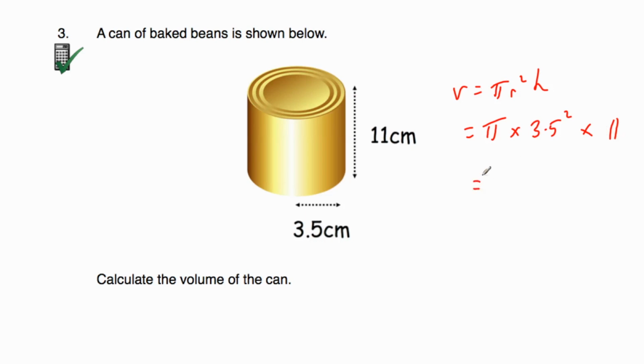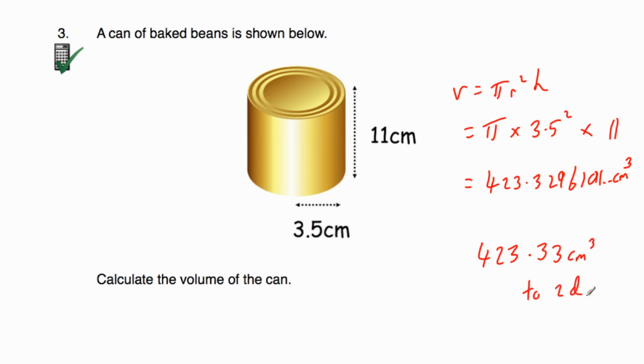And when we do pi times 3.5 squared times 11 on our calculator, that's equal to 423.3296101 and so on, centimeters cubed. Now I'm going to round this answer to 2 decimal places. We've got 423.3 and then 2 9s, so let's round up to 423.33 centimeters cubed to 2 decimal places, and that's it. So that's the volume of the can.